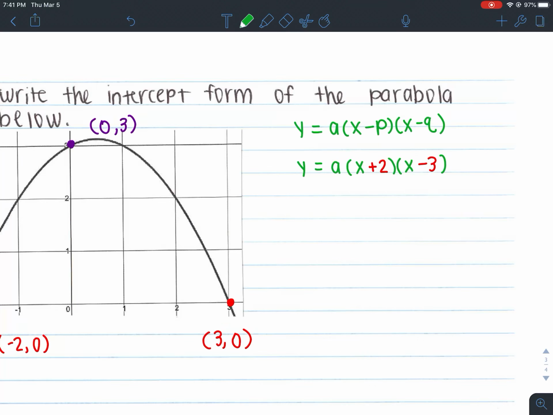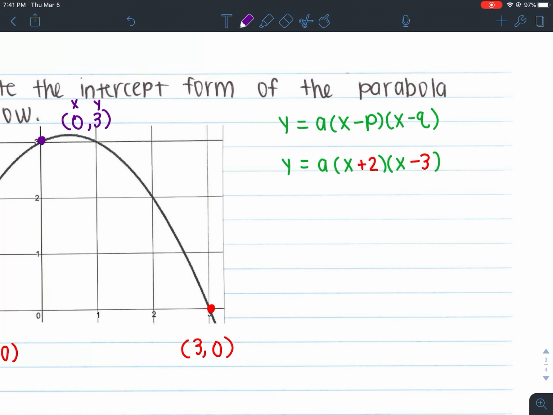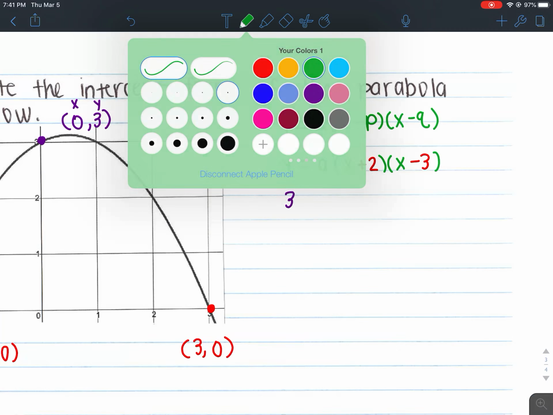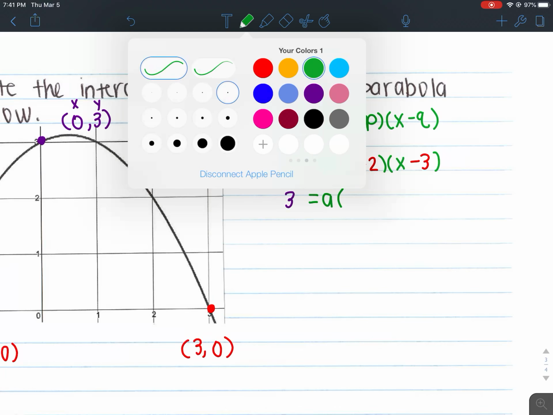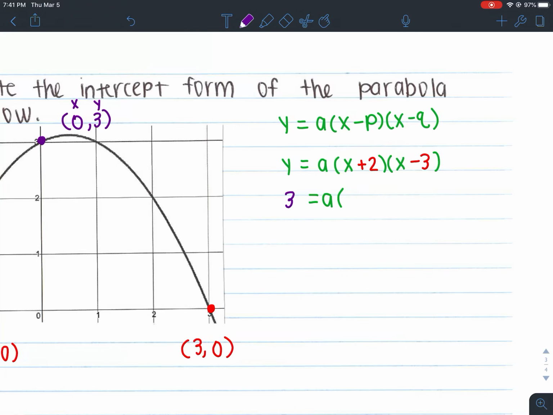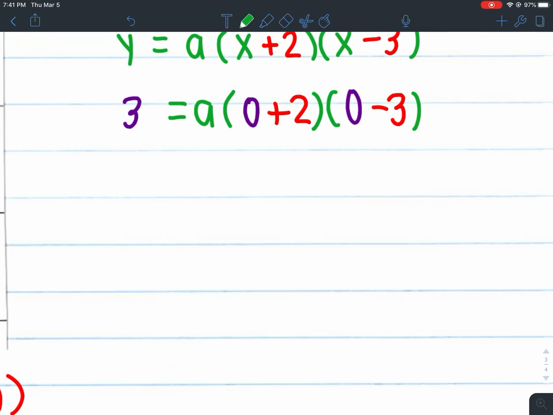In order to solve for a, I have to put a point in. Well, I chose to pick the point 0, 3, x, y. So I'm going to plug in 3 for my y equals a, parentheses, x. Well, what's my x here? My x here is 0. And then I have plus 2, close parentheses, open parentheses, another x, but my x is still going to be 0, minus 3, and then close parentheses.